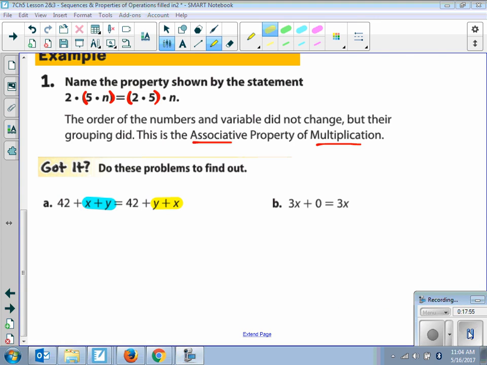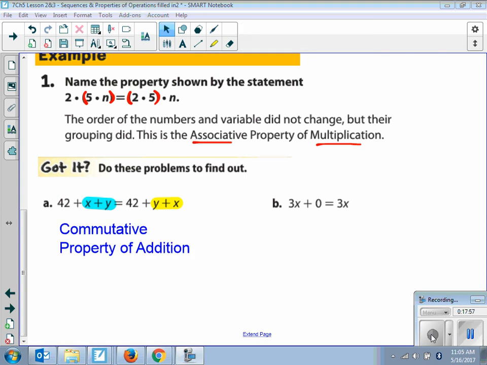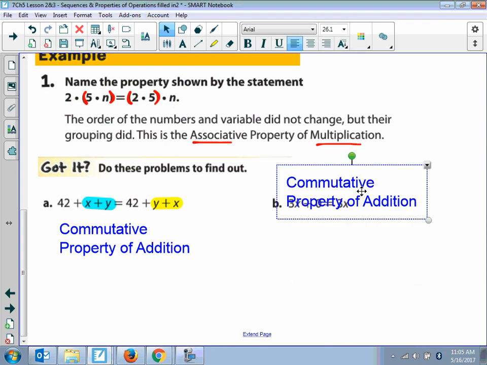So what about example B? Example B says 3x plus 0 equals 3x again. So we added 0 to a number and we got that same number. What property is that? The additive identity. Very good. So let's go ahead and write that down.